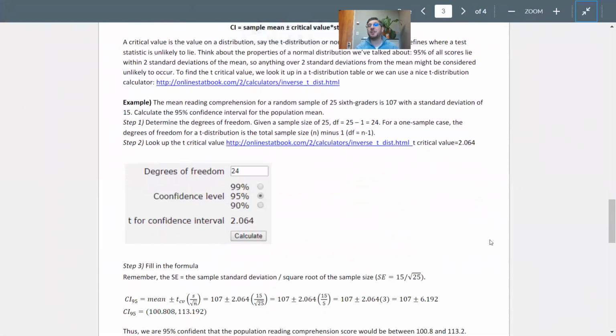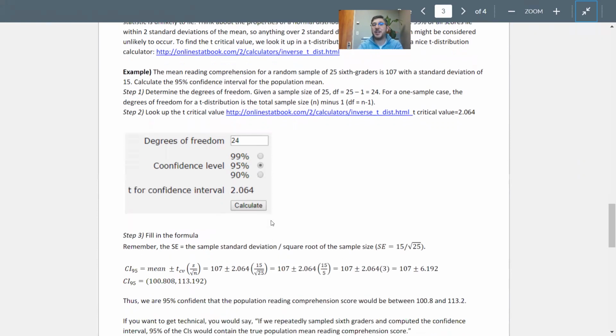So in this example, the mean reading comprehension score for a random sample of 25 sixth graders is 107 with a standard deviation of 15. We're going to calculate the 95% confidence interval for this mean. First thing we're going to do is determine the degrees of freedom. The degrees of freedom is the sample size minus 1, so in this case it would be 24. We need to look up a critical value here, so we'll go to our online calculator. For 24 degrees of freedom, 95% of cases are going to be within 2.064 standard errors of the mean.